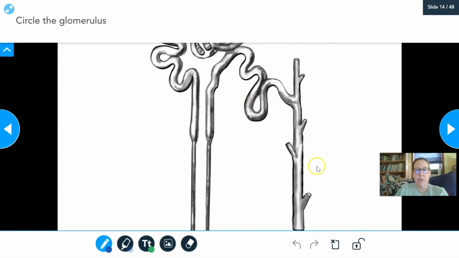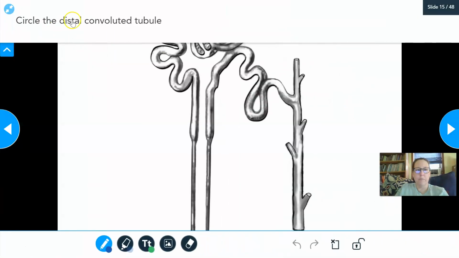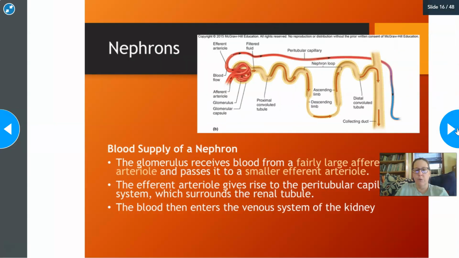Okay, so in this drawing, circle the glomerulus. So if you need to move this, just click that, and it'll reveal the whole drawing. So circle the glomerulus in this drawing, and then circle the distal convoluted tubule. Okay, so follow the path and find the distal convoluted tubule.